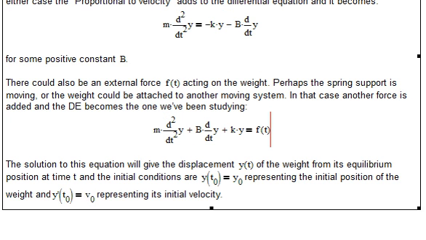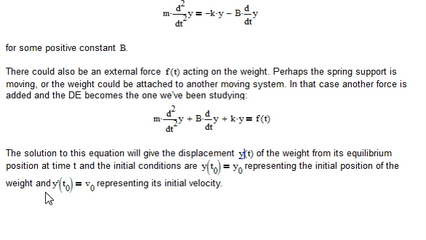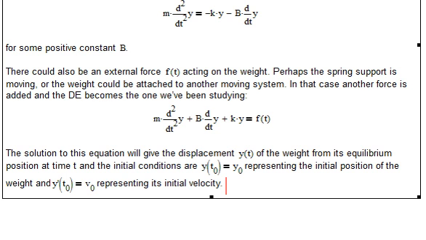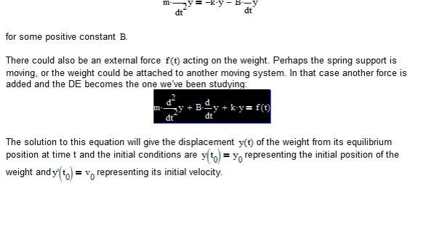So the solution to this equation will give the displacement y of t of the weight from its equilibrium position at time t, and the initial conditions y of t0 equals y0 representing the initial position of the weight, and y prime of t0 equals v0 representing its initial velocity. Yeah, so we have it right there. That is our equation.